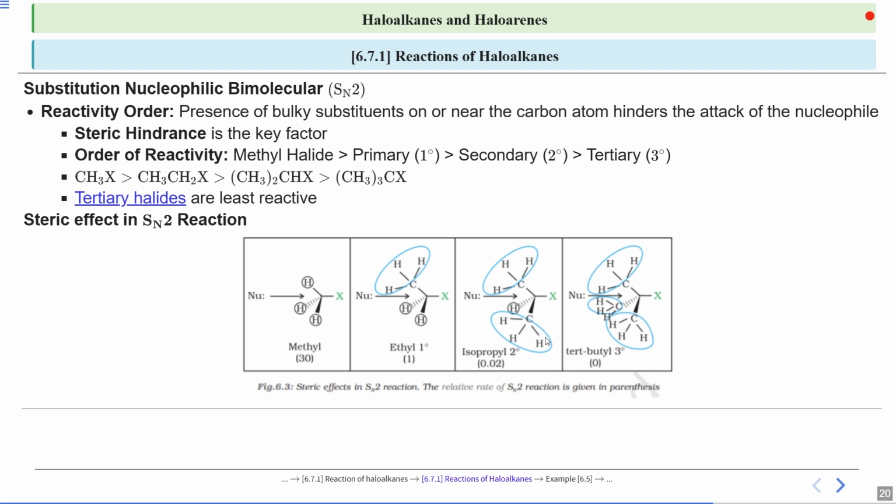So this diagram shows that the order of reactivity will be highest for methyl halides and least for tertiary halides. Due to the presence of bulky substituents on the carbon, they hinder the attack of the nucleophile on the carbon, and steric hindrance is the factor that affects the bonding between the nucleophile and the carbon. So the relative rate will be affected. Methyl halide will have the highest reactivity for this bimolecular nucleophilic substitution.